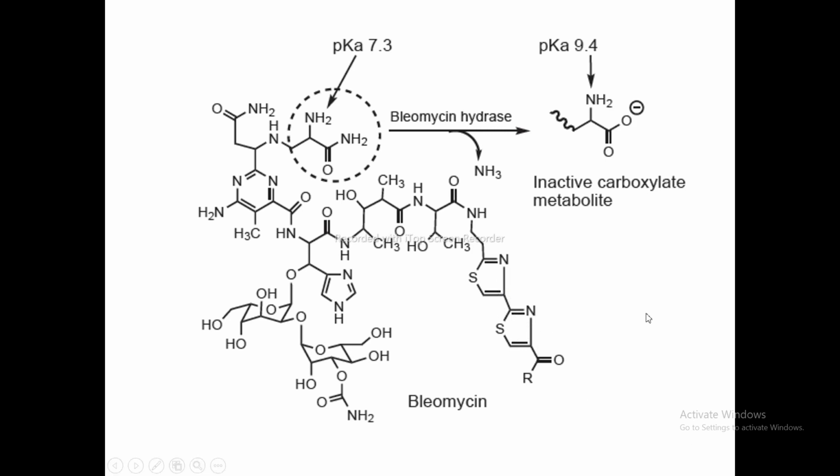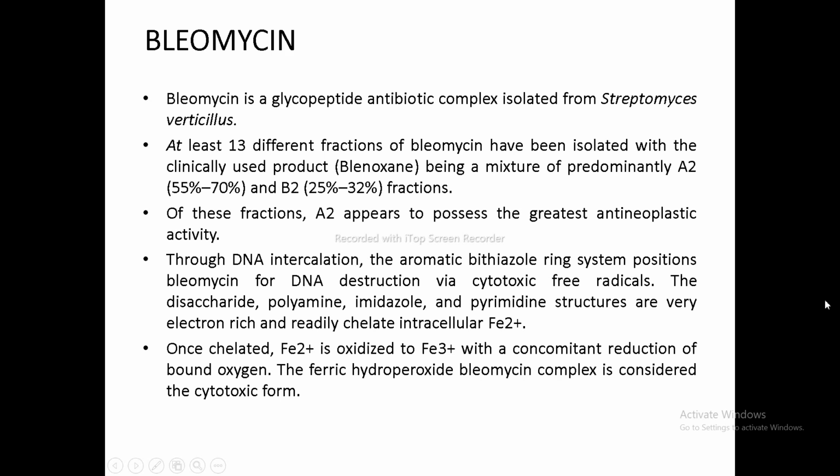Okay, wait for a few minutes, students. Bleomycin has two bithiazole ring systems which get intercalated into the DNA, and thereby they inhibit the normal functioning of the DNA. Through DNA intercalation, the aromatic bithiazole ring system positions bleomycin for DNA destruction via cytotoxic free radicals. So after this agent gets inserted into the DNA base pair, it generates some cytotoxic free radicals which destroy the DNA.